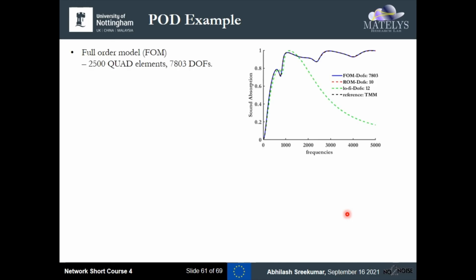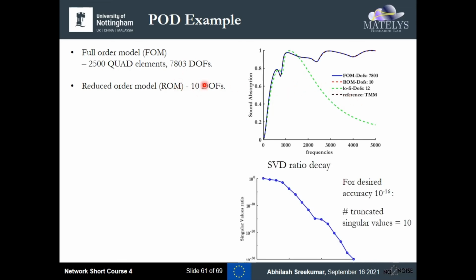This is done for a standard poroelastic media, a rectangular domain. It has been meshed for a reference case with 2500 quadrilateral elements that corresponds to 7803 degrees of freedom. To compare this with the reduced order model, we've used a 10 degree of freedom reduced order system. That is, it has 10 POD bases. How do we determine that only 10 are sufficient? By plotting the singular value decay as mentioned earlier.